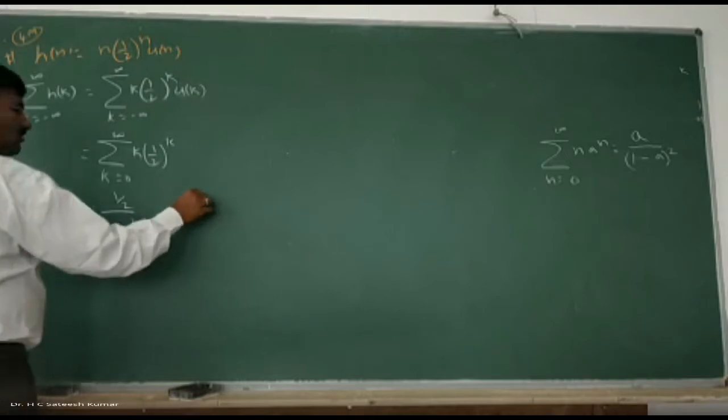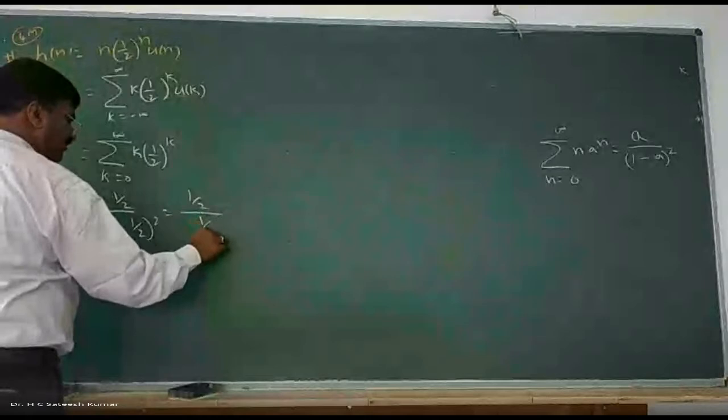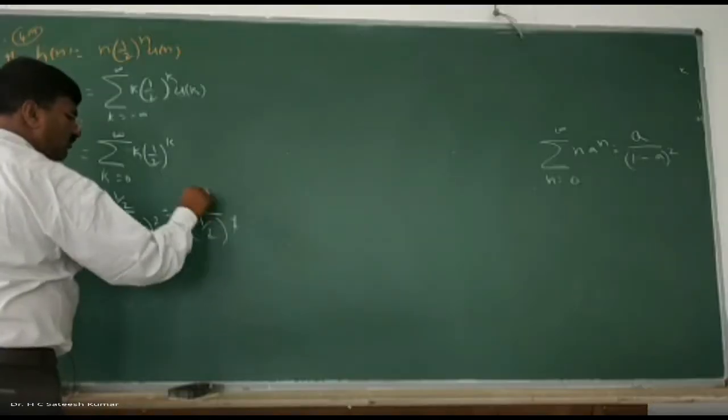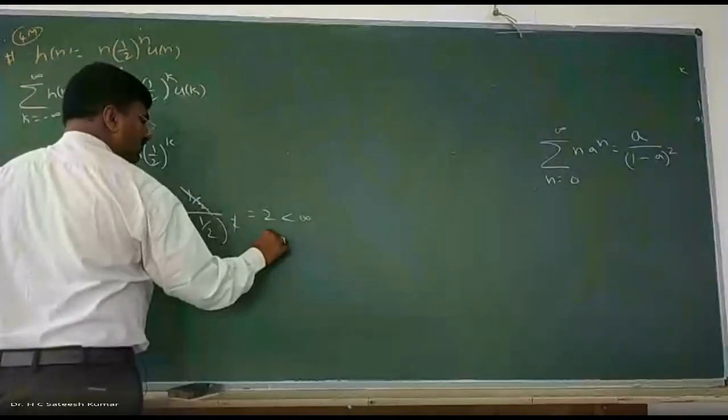This is equal to 1 by 2 divided by (1 minus half) whole square, which is half whole square. The half gets cancelled. Therefore the answer is 2, which is less than infinity. Therefore, the system is stable.